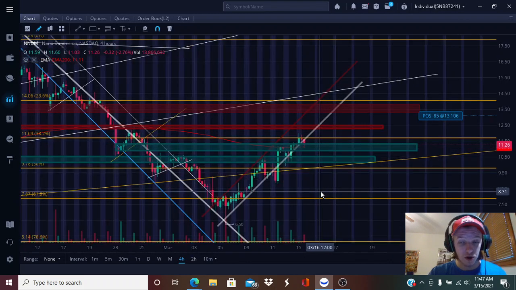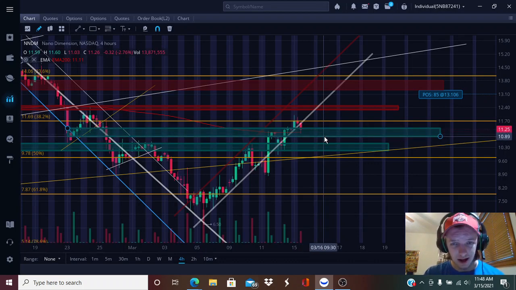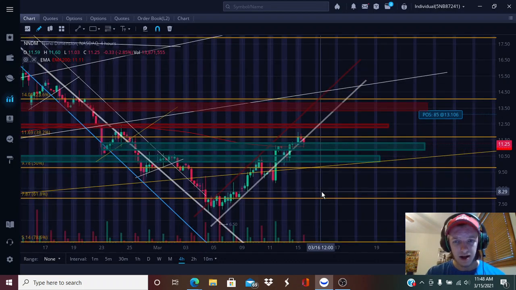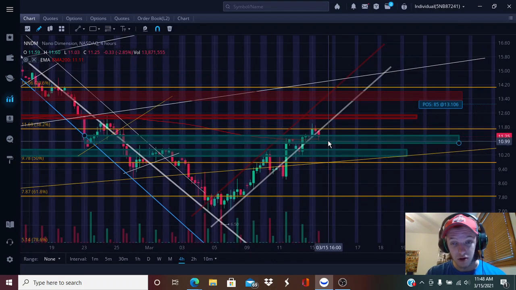But as far as short term, where do I see this going? We are getting validated pretty nicely right now off this rectangular level of support right here, this green level that I'm highlighting now. That is on the 4-hourly chart. We also have the 200-day EMA coming in right here. I think it's a little bit of support as well.